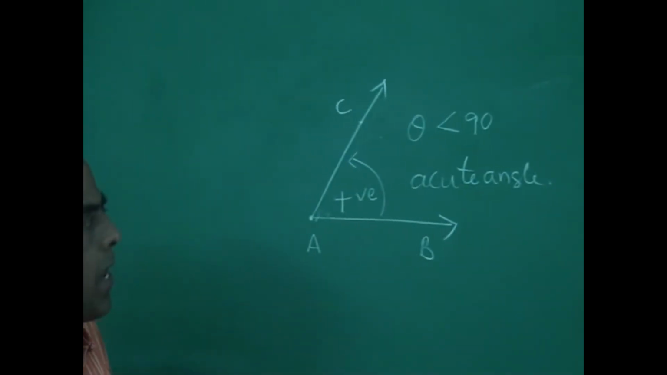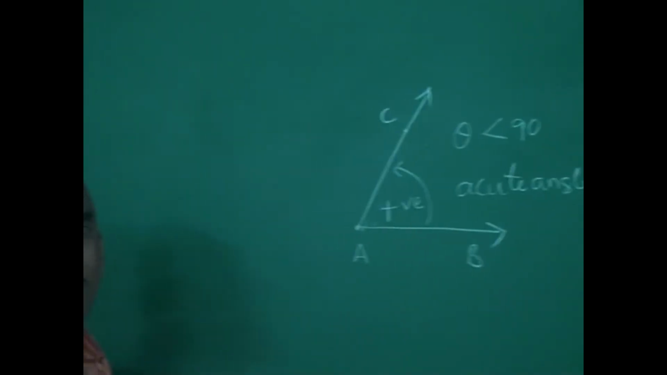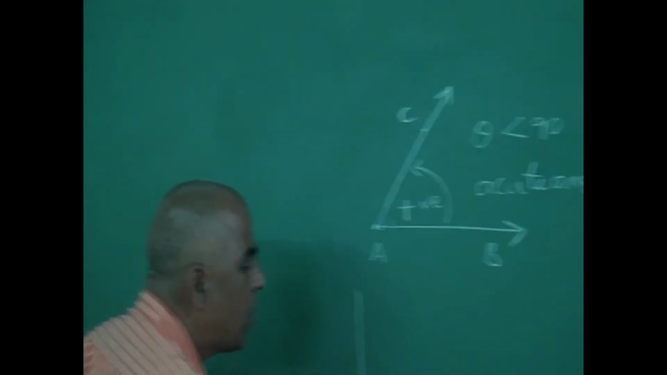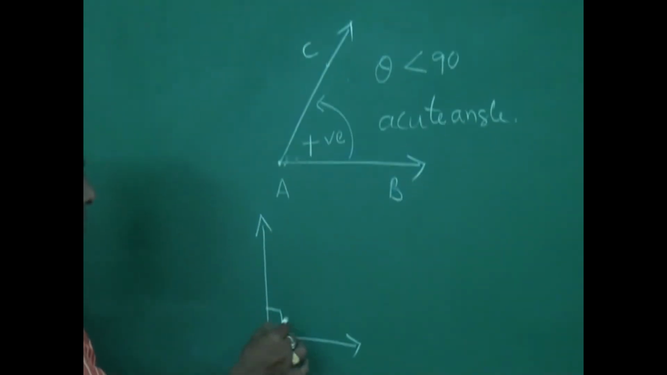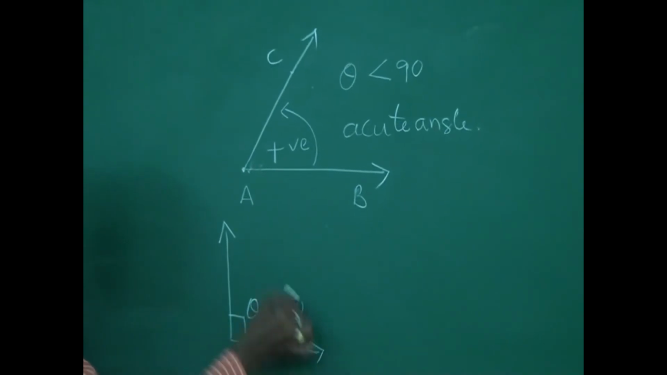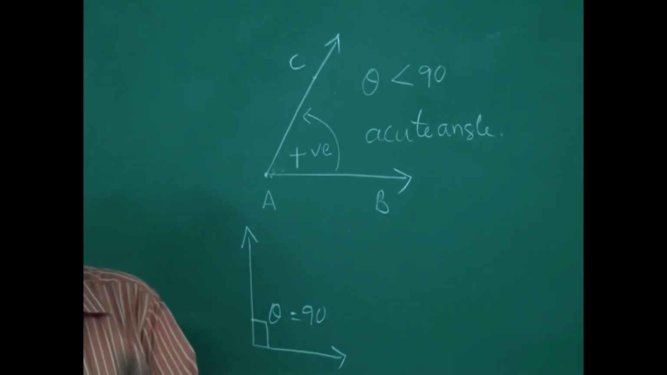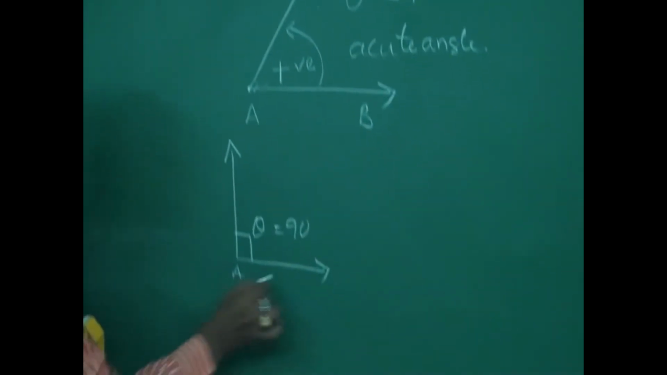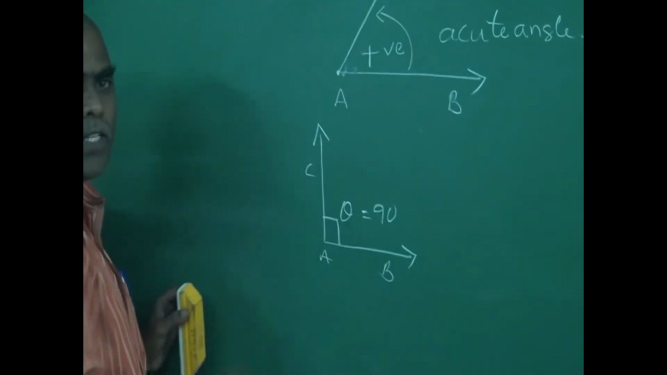If an angle is always equal to 90 degrees, that means the theta value is always equal to 90 degrees. It is called a right angle. So for example, angle ABC is called a right angle.